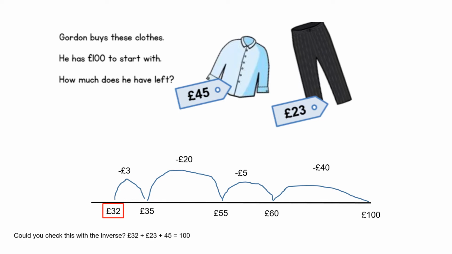So you could check this using the inverse. You could start with £32, add the 23 back on again, and the 45, which gets you back to 100, just to make sure that you've got it right.